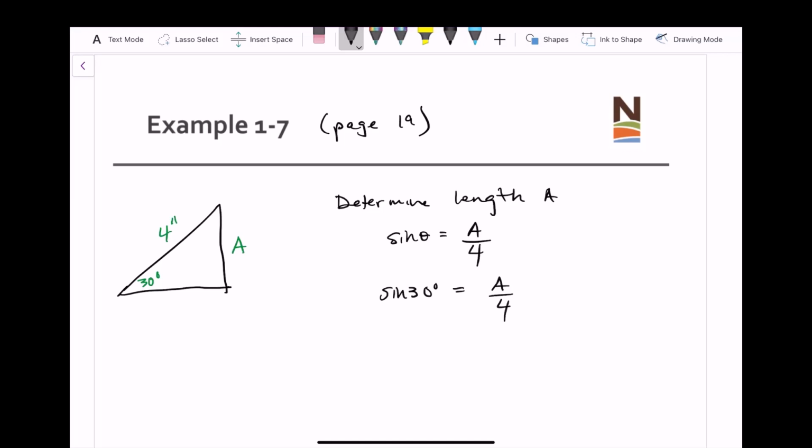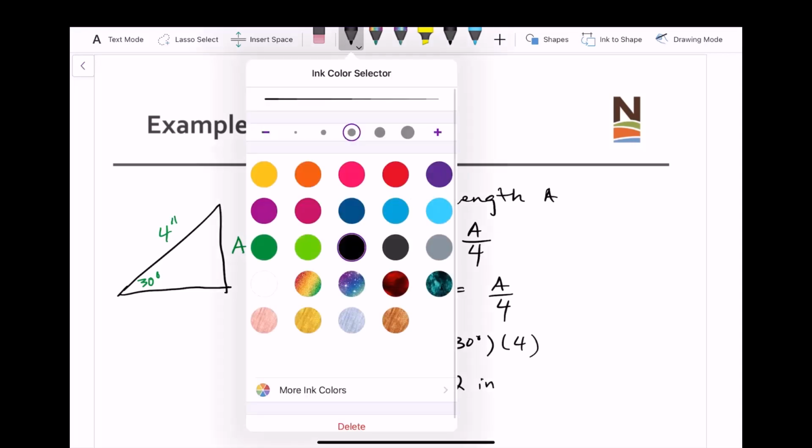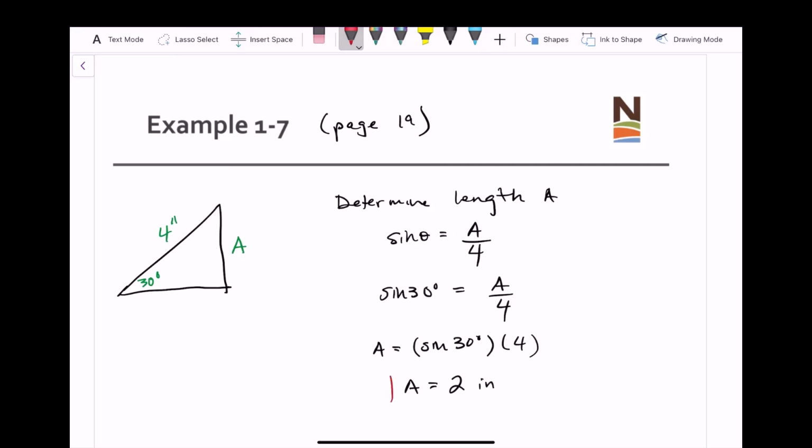So in order to solve for A, we need to multiply both sides by 4. So A is equal to sine 30 degrees times 4. So if you punch that into your calculator, you should get 2. Anytime you're solving a problem, you should be carrying through your units all the way through. If you don't, it's not the end of the world as long as the final answer includes the units. If the final answer does not include the units, and you're submitting that for an assignment or a test, then the final answer is considered incorrect.